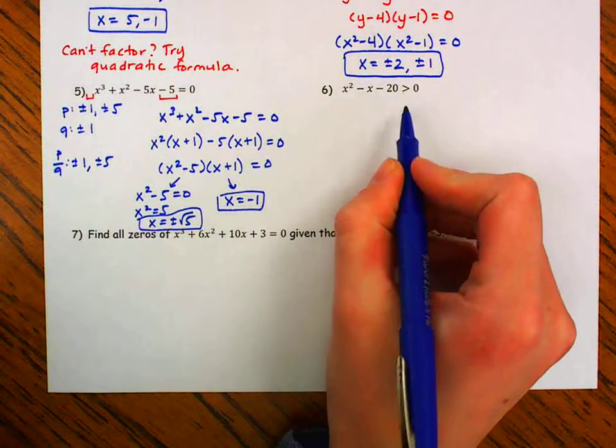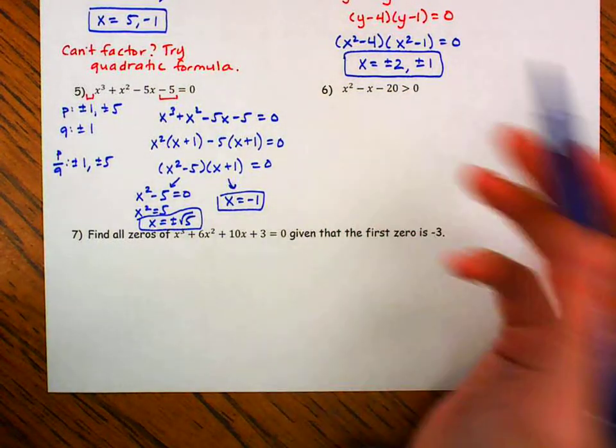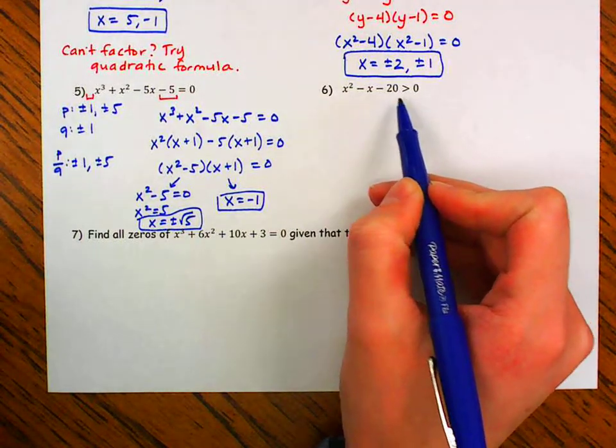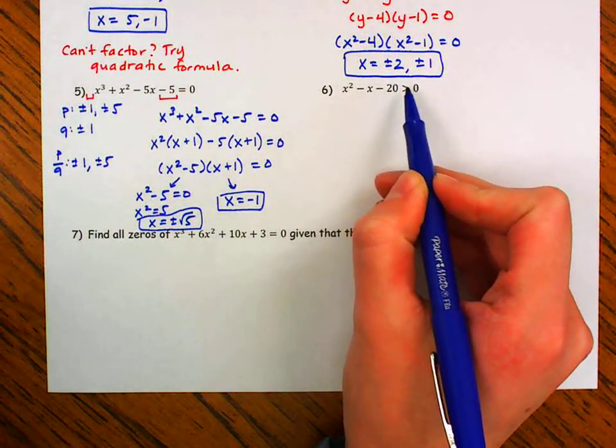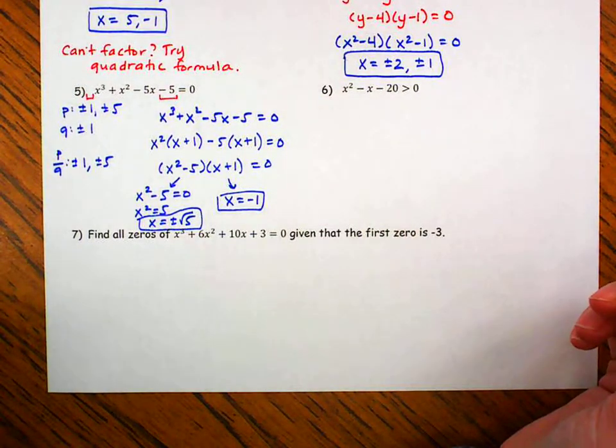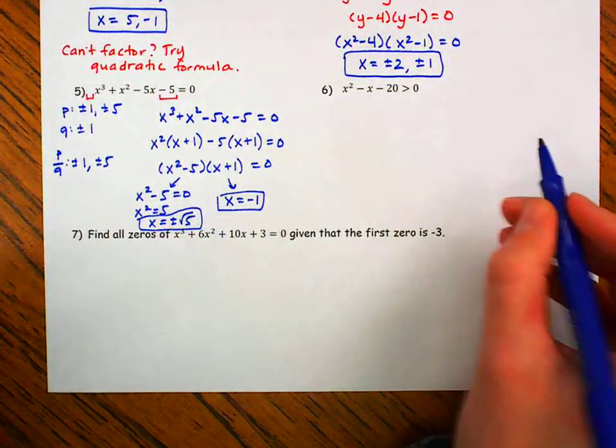So rather than this, there's no equal sign here. We're saying I want all the places where this is bigger than 0. Or in other words, it's saying I want all the places where this is positive. So the first thing I need to do is find the zeros. That's going to tell me where it switches between positive and negative.